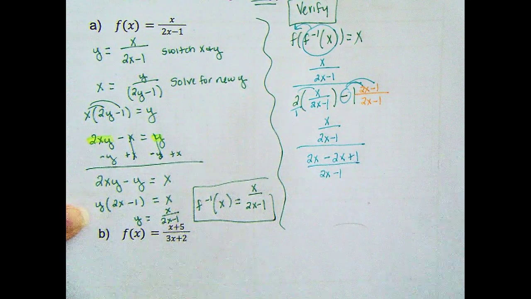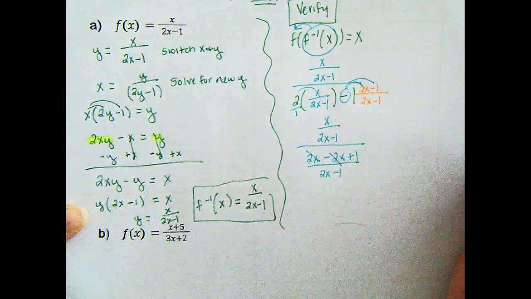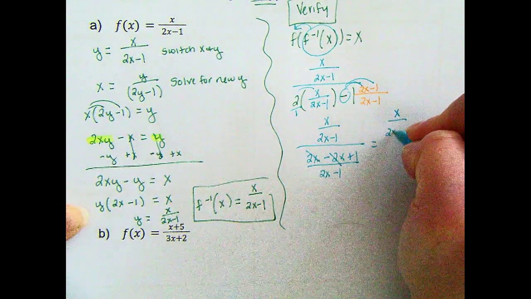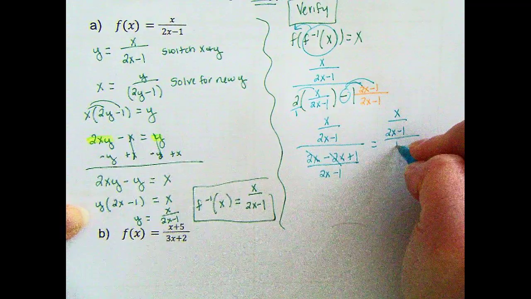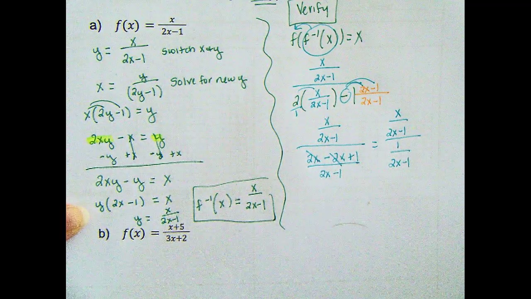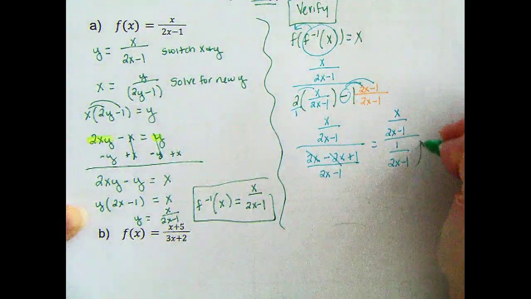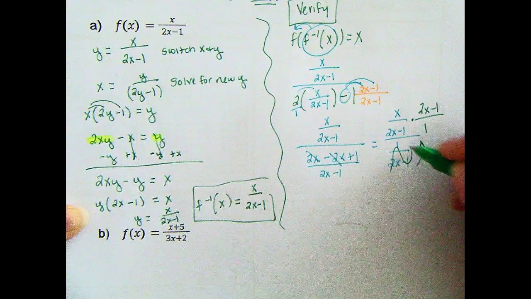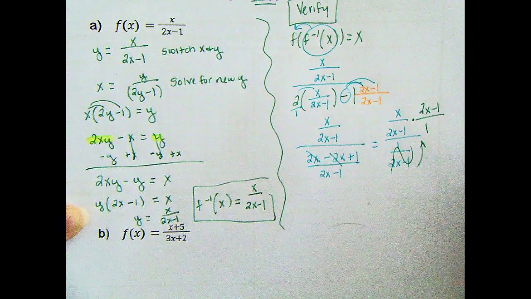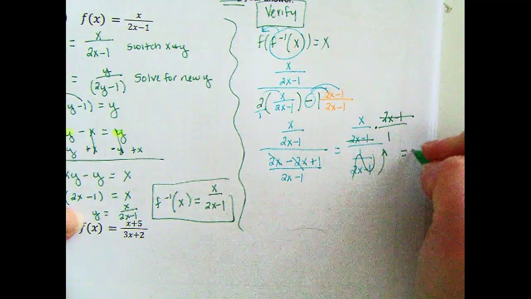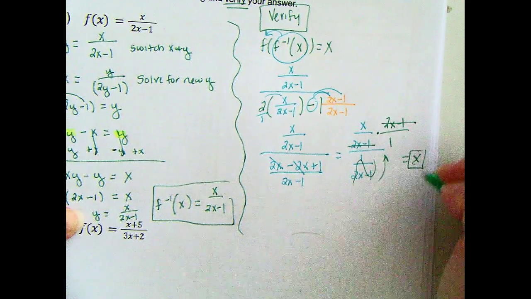Stuff should cancel, at least one thing. That does, so that's a plus. Now I'm left with x over 2x minus 1 over 1 over 2x minus 1. Now that I finally have one solid fraction divided by one solid fraction, I can multiply by the reciprocal. Anytime you do the reciprocal, you're like, please, please, please let something cancel. The 2x minus 1s do cancel, and it's equal to just x.